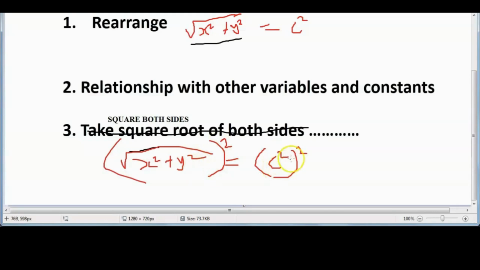So when we say the square root of x, the square of the square root of x is equal to x. Or when we say the square of the square root of y is equal to y.